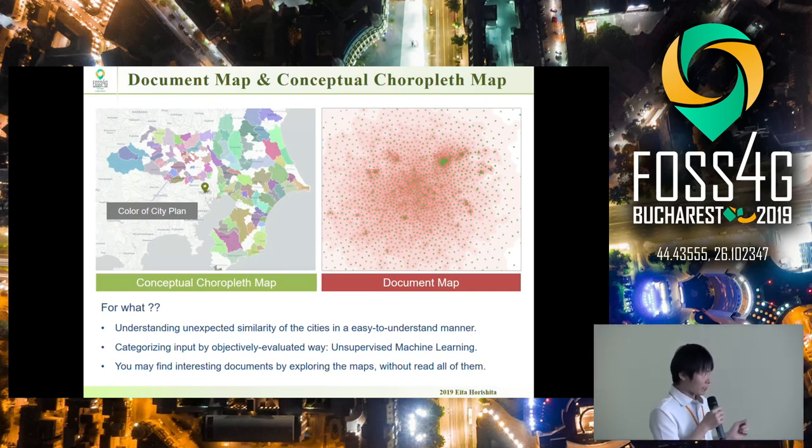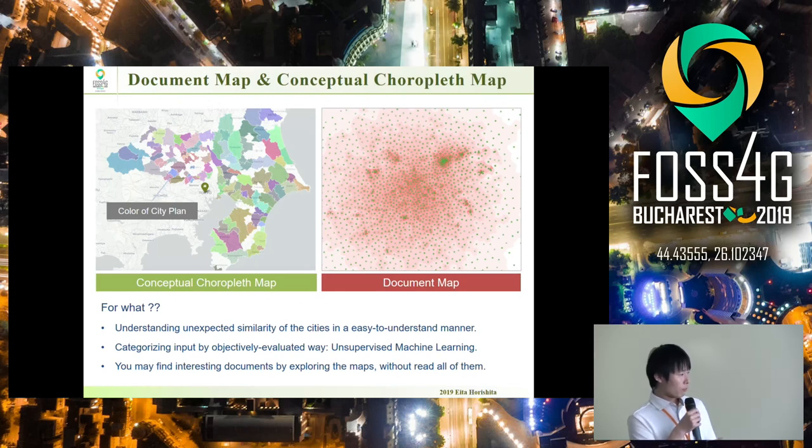And categorizing input in an objectively evaluated way. Machine learning is used, so the computer defines these things. So it's totally an objectively evaluated way. And you may find interesting documents by exploring the maps without reading all of them. It's about the document map.